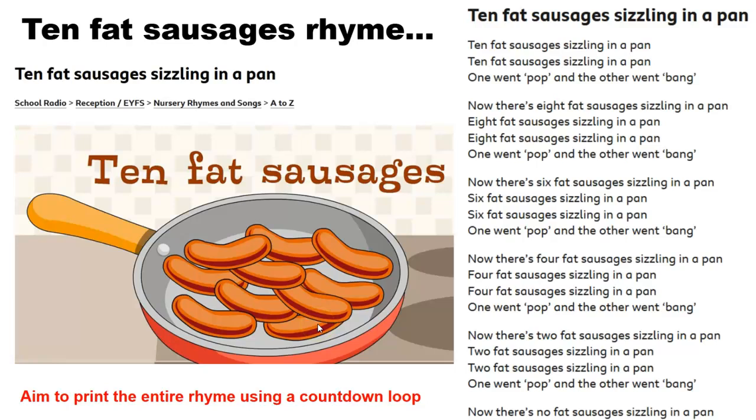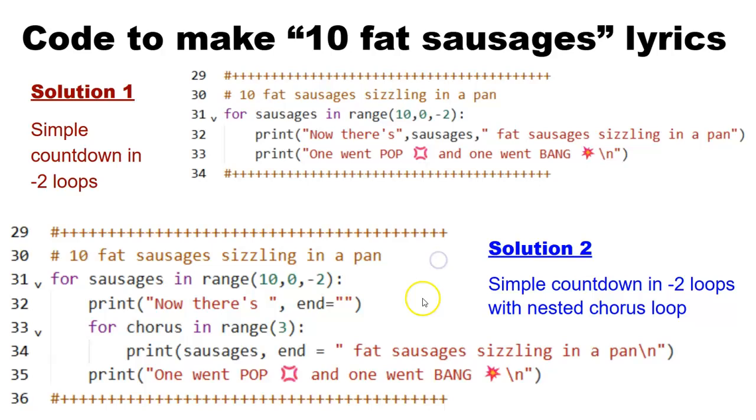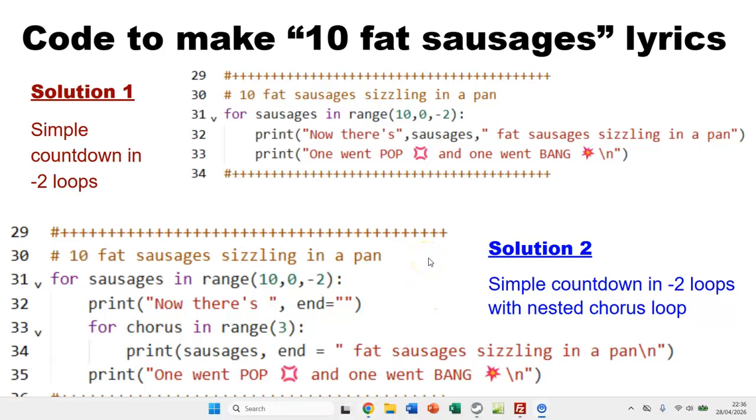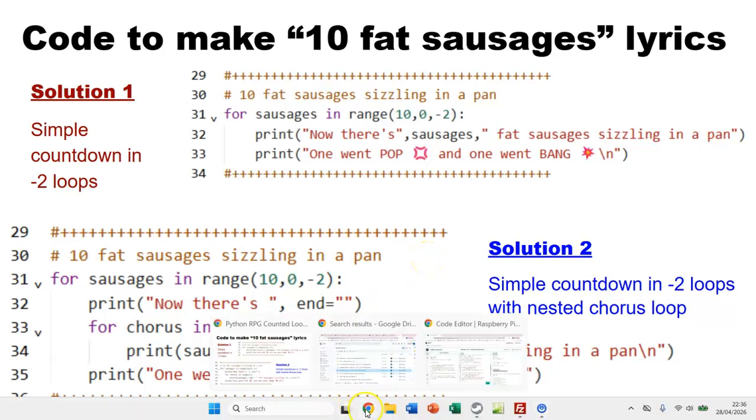You can see that we have some repetition. 6 fat sausages sizzling in a pan, 1, 2, 3 times before we then go on to the next part. So let's have a look at that on our actual code.